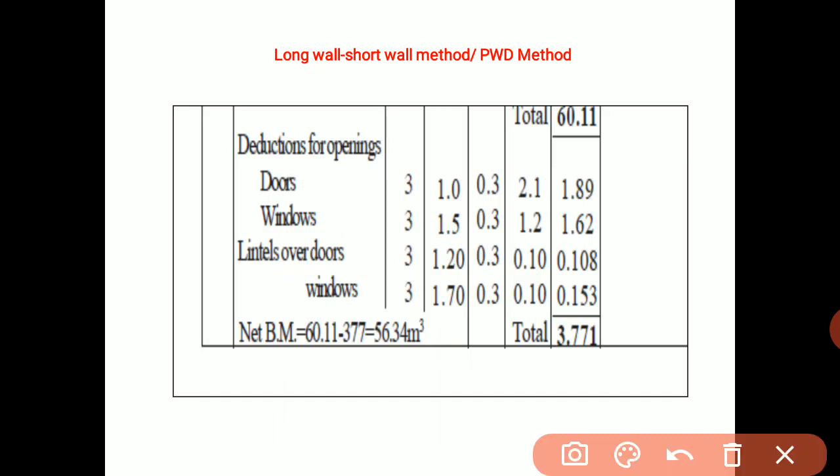So we will deduct for doors. Number of doors are 3. These dimensions are directly given. 2.1 is height, 1 meter is the width, and 0.3 means what? 0.3 is the width of wall. So width of wall is 0.3. Just imagine the structure for doors and windows. Doors and windows are embedded in the wall of the superstructure, so we'll consider the width of the wall of the superstructure, that is 0.3. Clear?